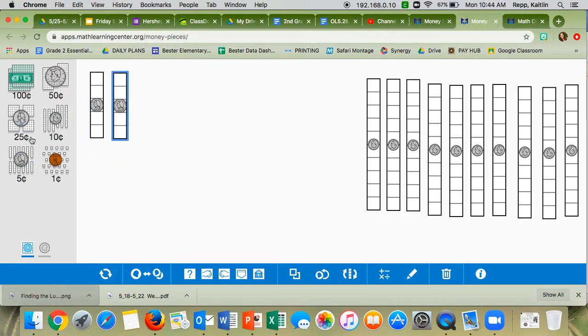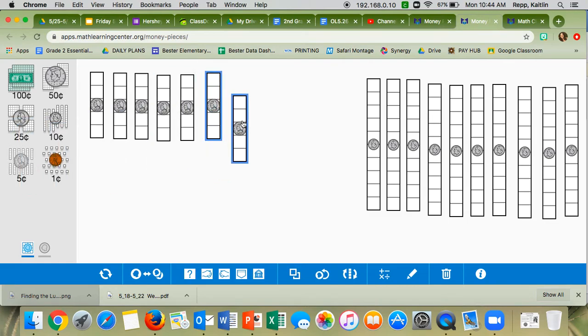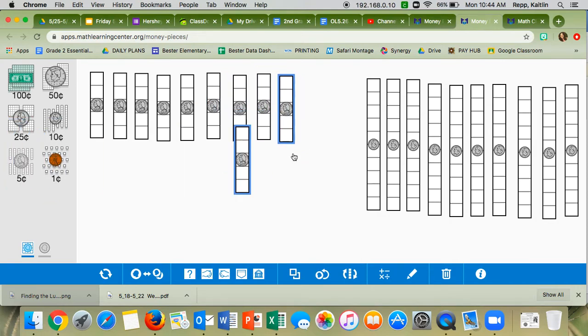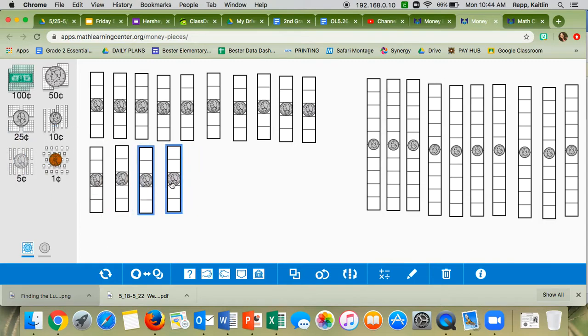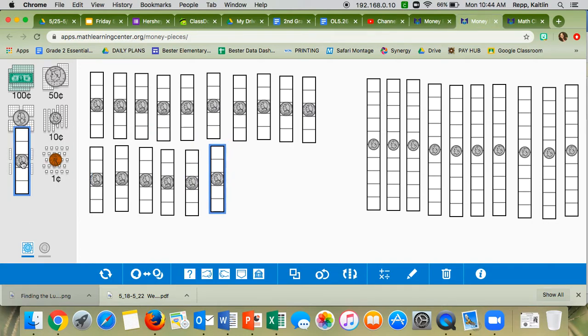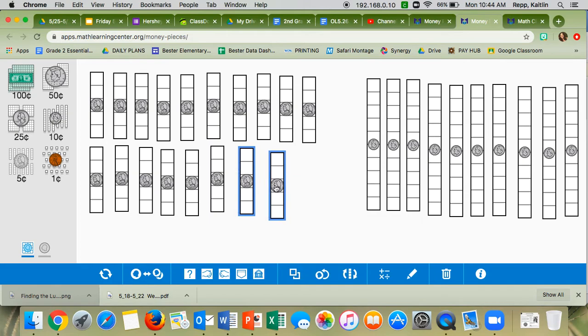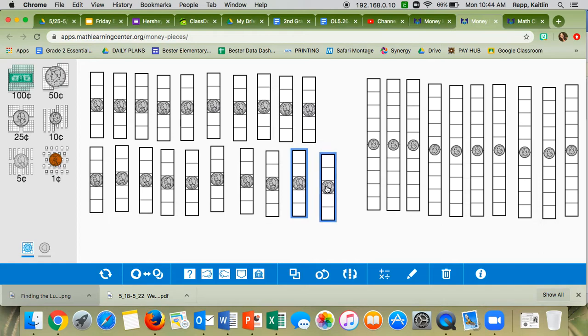5, 10, 15, 20, 25, 30, 35, 40, 45, 50, 55, 60, 65, 70, 75, 80, 85, 90, 95, and 100 or $1.